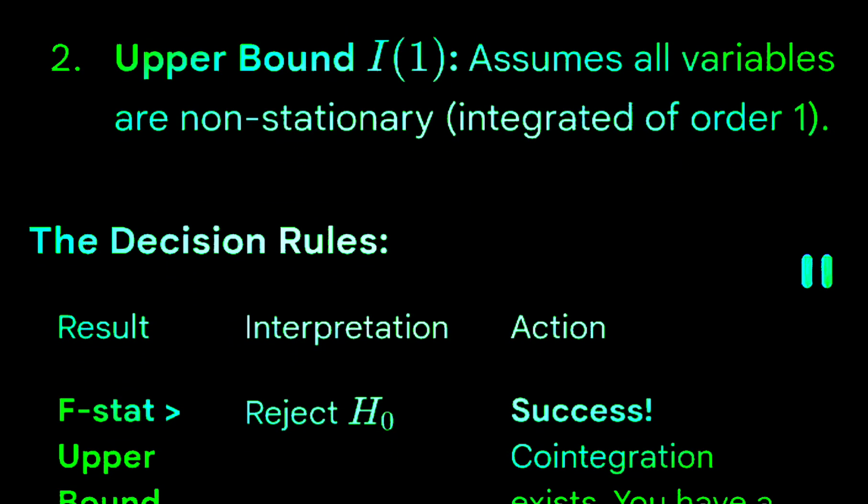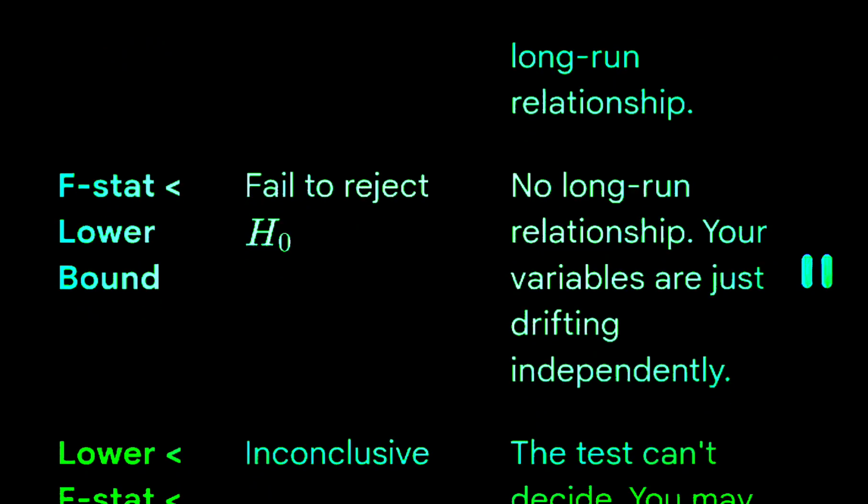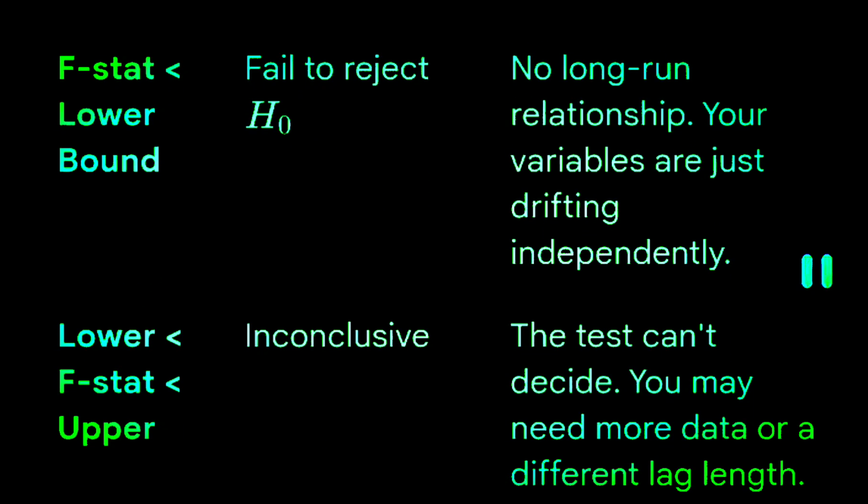The decision rules. Result, interpretation, action. F stat greater than upper bound: reject H_0. Success, cointegration exists. You have a long-run relationship. F stat less than lower bound: fail to reject H_0. No long-run relationship. Your variables are just drifting independently.